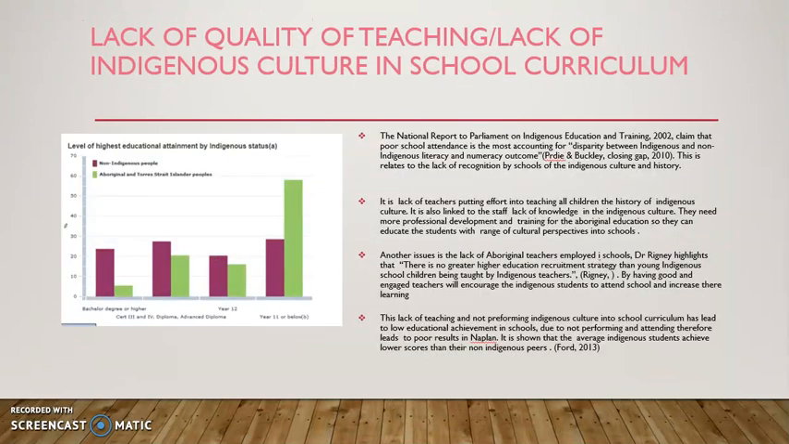The lack of quality of teaching, lack of Indigenous culture in school curriculum. The National Report to Parliament on Indigenous Education and Training claims that poor school attendance is most accountable for a disparity between Indigenous and non-Indigenous literacy and numeracy outcomes. This relates to the lack of recognition by schools of the Indigenous culture and history. It is the lack of teachers putting effort into teaching all children the history of Indigenous culture. It is also linked to the staff's lack of knowledge in Indigenous culture. They need more professional development and training for their Aboriginal education, so they educate the students with a range of cultural perspectives. Another issue is the lack of Aboriginal teachers employed.